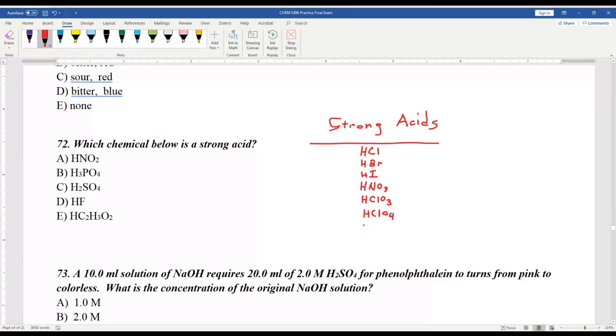And last but not least, H2SO4, sulfuric acid, which is the only polyprotic or diprotic strong acid. It has 2 acidic hydrogens. If you look at these, which one of the 5 choices given is this strong acid? B.